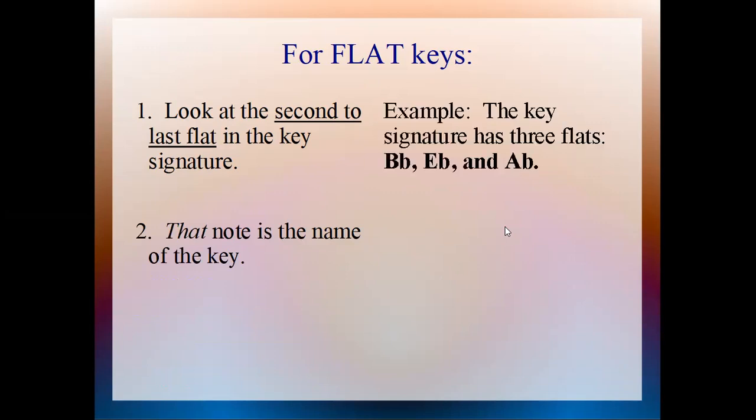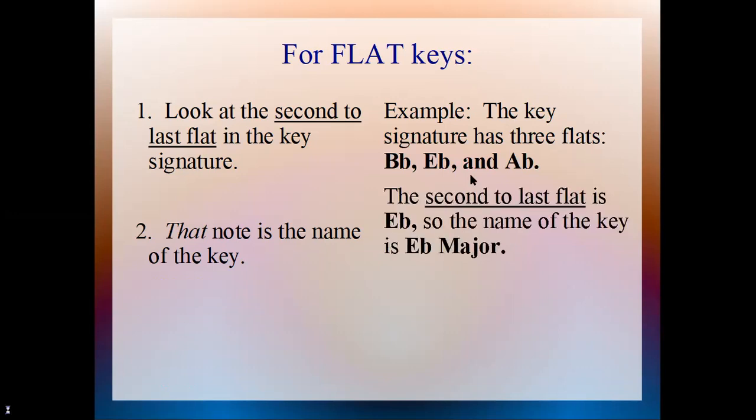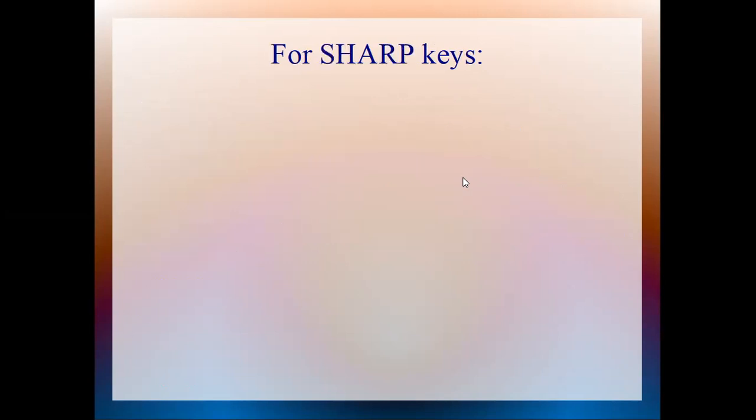So, for example, if the key signature has 3 flats, B flat, E flat, and A flat, the second to the last flat is E flat. So the name of the key is E flat major. Done and done. Pretty simple, right? Couple little steps to get you there. Second to the last flat, that name is the name of the key. So if you had a key signature with 3 flats in it, you know you're going to be using the E flat scale as long as it's a major key.